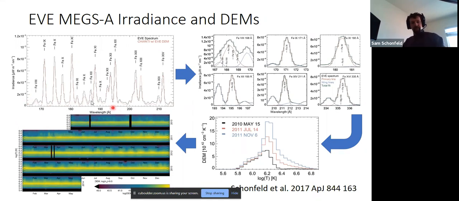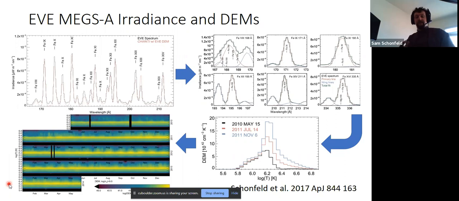Here's a sample of a subsection of one of those spectra shown here on the left. We identify a number of relatively isolated and well-characterized iron emission lines, and use those to generate differential emission measures. That's just the amount of plasma as a function of temperature over the whole sun. And here I'm showing you the DEMs on 3 days, but we have 4 years of EVE MEGS-A data. So here are the DEMs over 4 years.